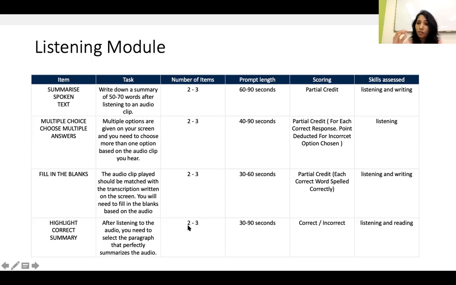Every time you choose the right answer, there's only one correct answer to choose from. There's a single right answer. Choose the right answer, you get a point. You do not choose it, you do not get a point. So this question type gives you points only towards your listening module.